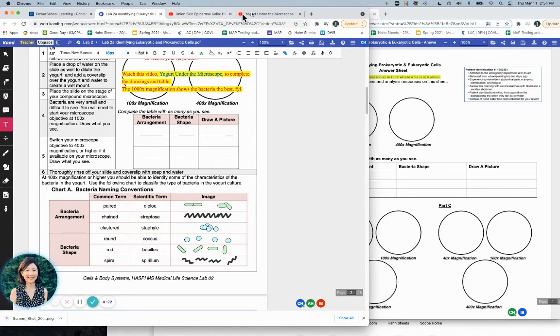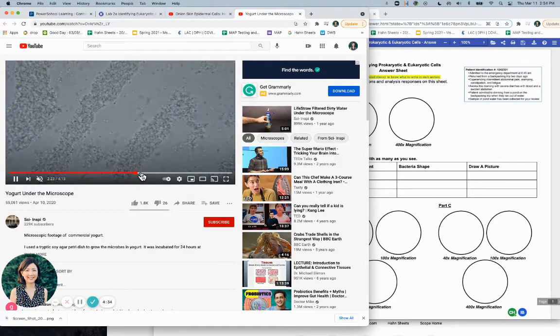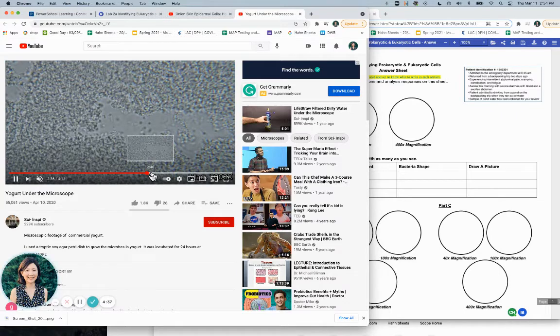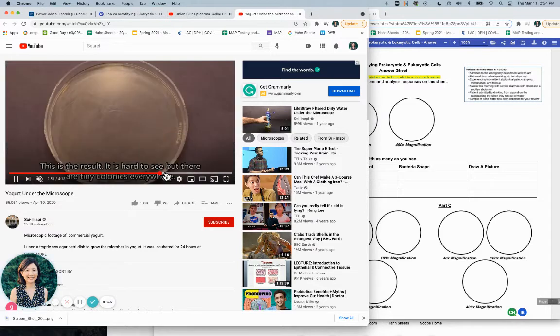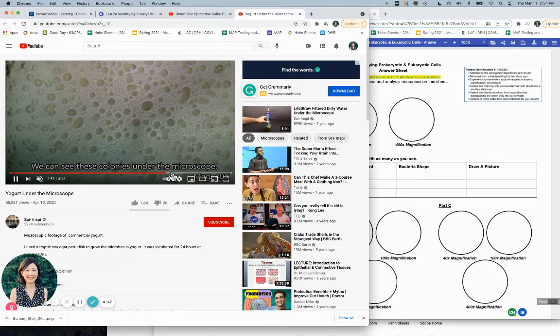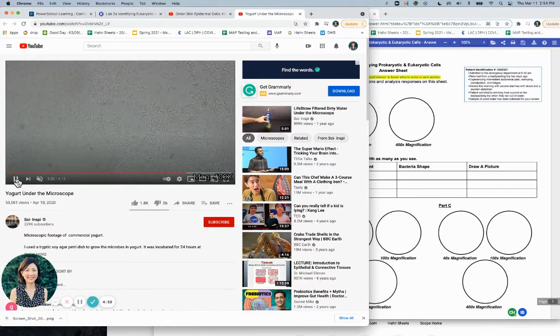I'm not sure what the arrangement is, but you can go ahead and add that that's what we see, the little rod-shaped ones. Okay, and then we're going to draw them in different magnifications. So this person grew the bacteria so that he could see the colonies a little better under the microscope. And then he is going to show them at different magnifications. So this is magnification 400x.